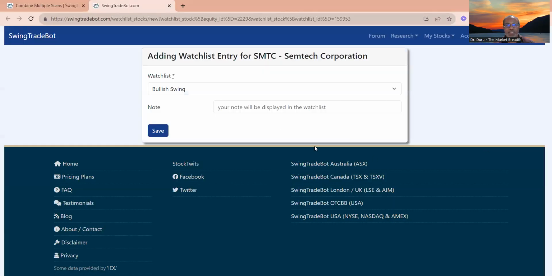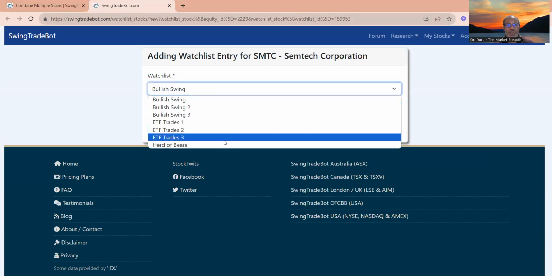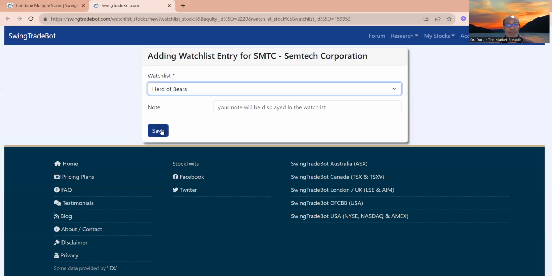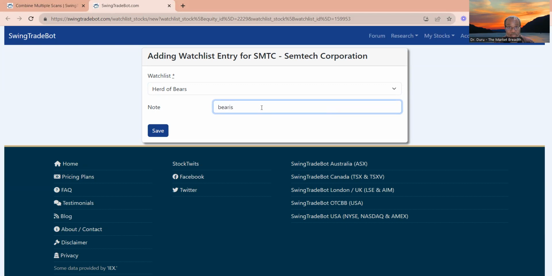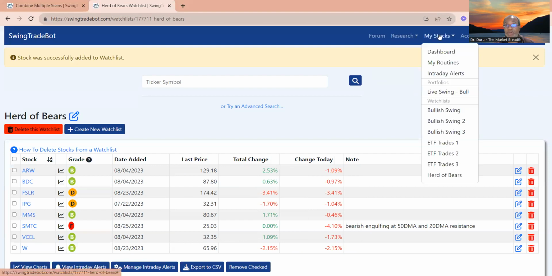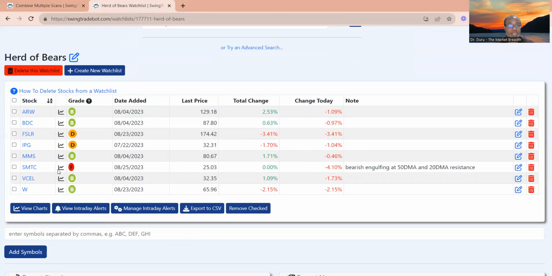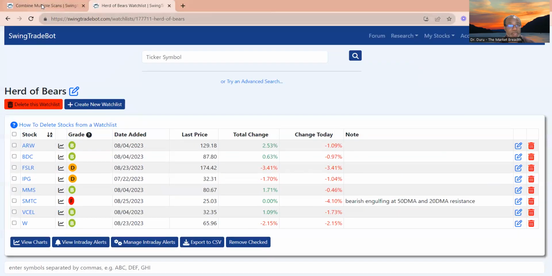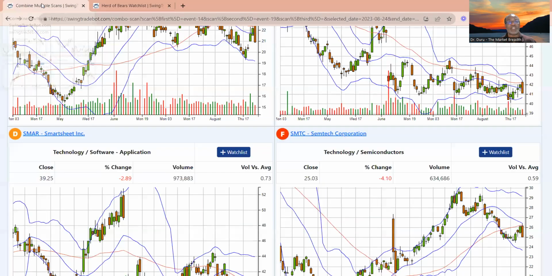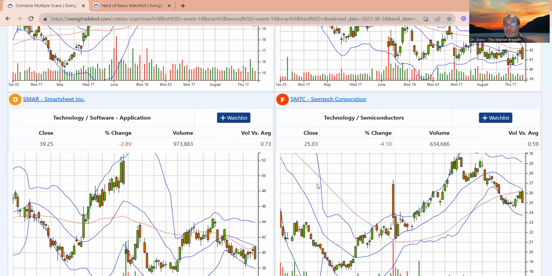I click on plus watch list and I go down to my herd of bears, which I keep for bearish. And actually, you know what? There's a place for notes. So actually, I'm going to remind myself why I added this. Bearish engulfing at 50 DMA and 20 DMA resistance. All right. And now it is in my watch list. I can show you here from my stocks, herd of bears, and you can see the stocks that are on my bearish watch list, very short list right now. It should be growing pretty fast, especially if Jerome Powell does not deliver at Jackson Hole tomorrow.